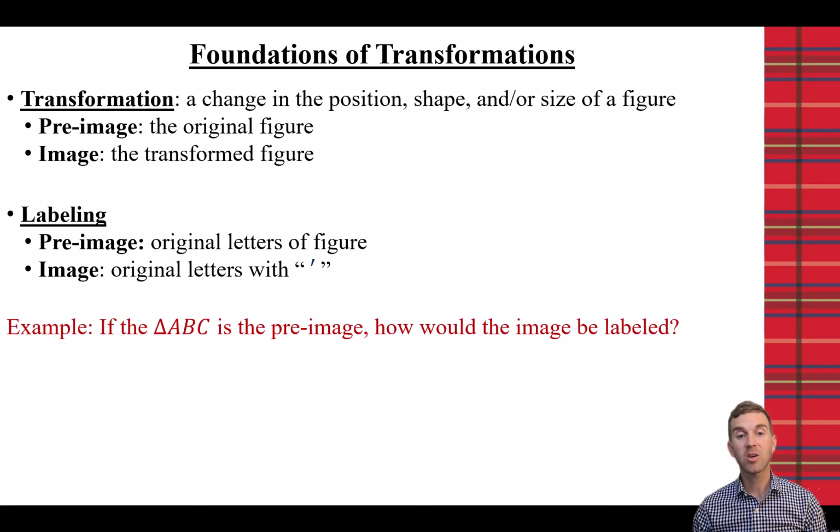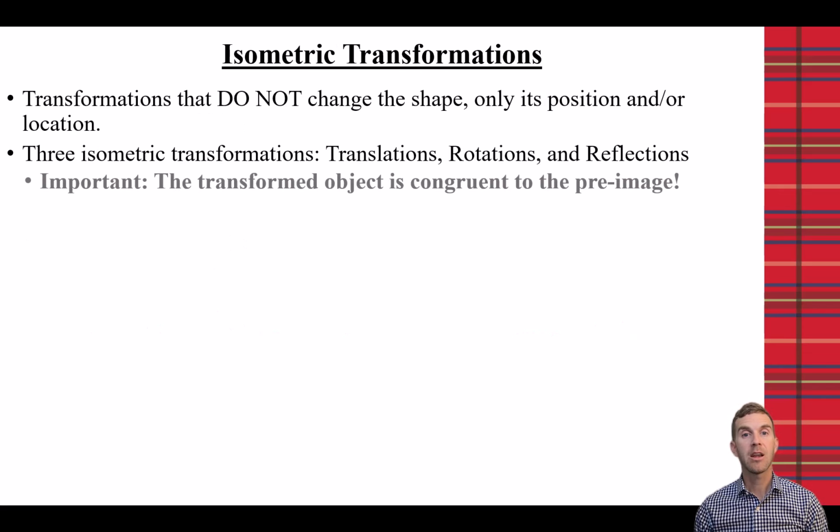The pre-image will have the original letters, and the image will have an apostrophe, which we call prime. So if we think about triangle ABC as the pre-image, the transformed triangle will be called triangle A prime, B prime, C prime. Now we have three isometric transformations that we discuss. These are transformations that don't change the shape, they only change the position and location. These are the translation, the rotation, and the reflection. And it's important to recognize that in an isometric transformation, the transformed object will be congruent to the pre-image.